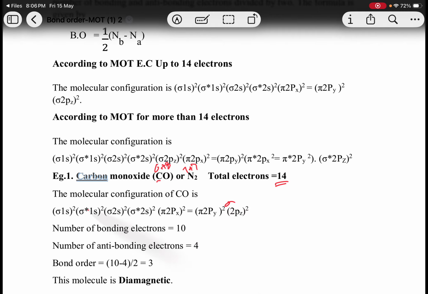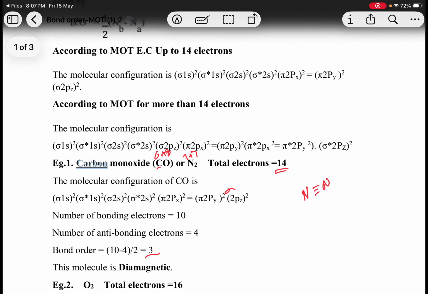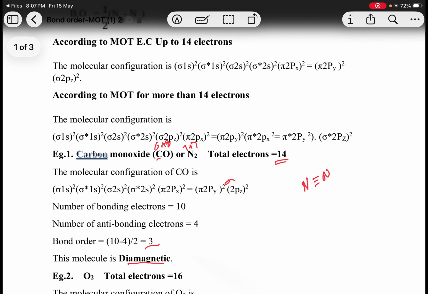Antibonding electrons are those with a star mark, which have higher energy: 2, 4. So a total of 4 electrons. Bond order equals number of bonding electrons minus antibonding electrons, by 2. So 10 minus 4 means 6, by 2. So bond order is 3. That means a triple bond is present between the two nitrogen atoms. According to this molecular configuration, all the electrons are paired, all the orbitals contain paired electrons, so its nature is diamagnetic.